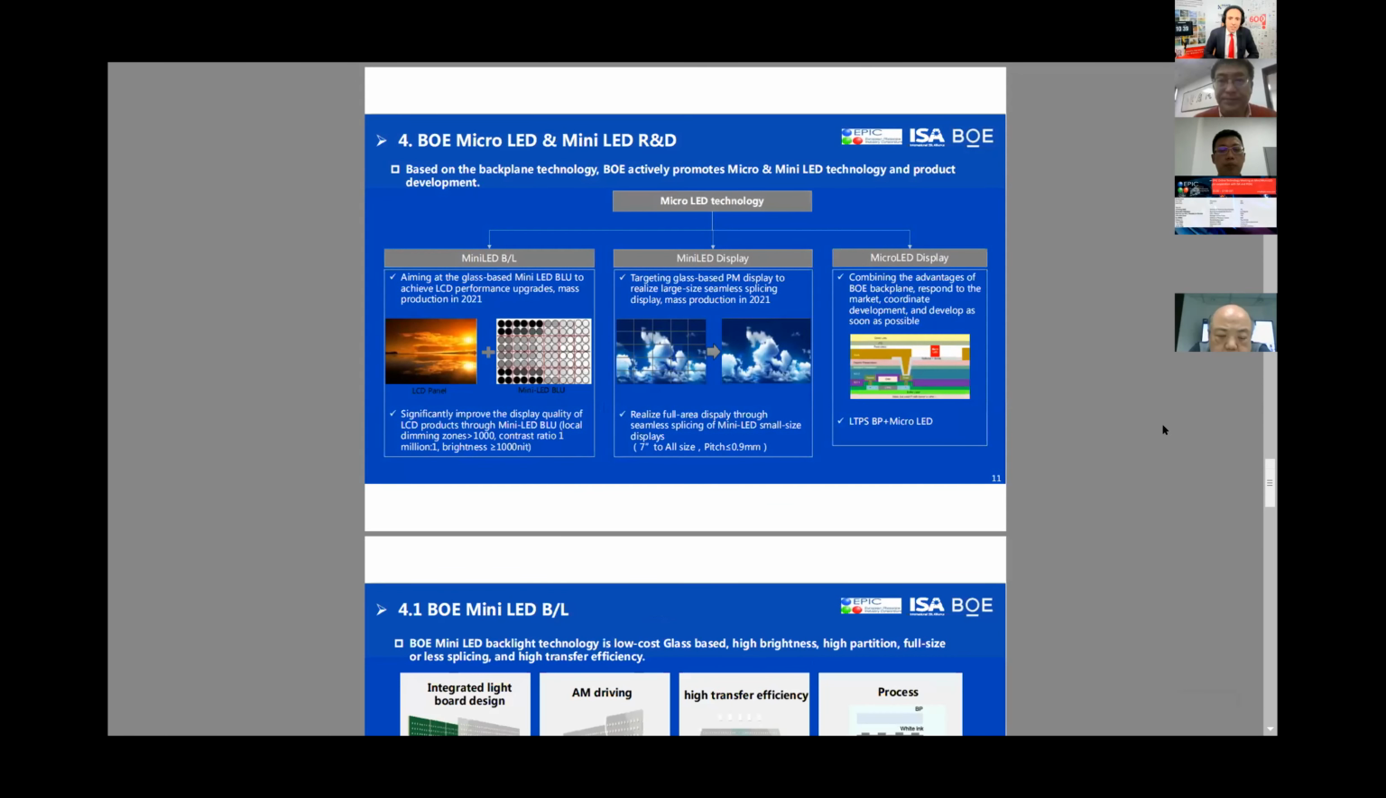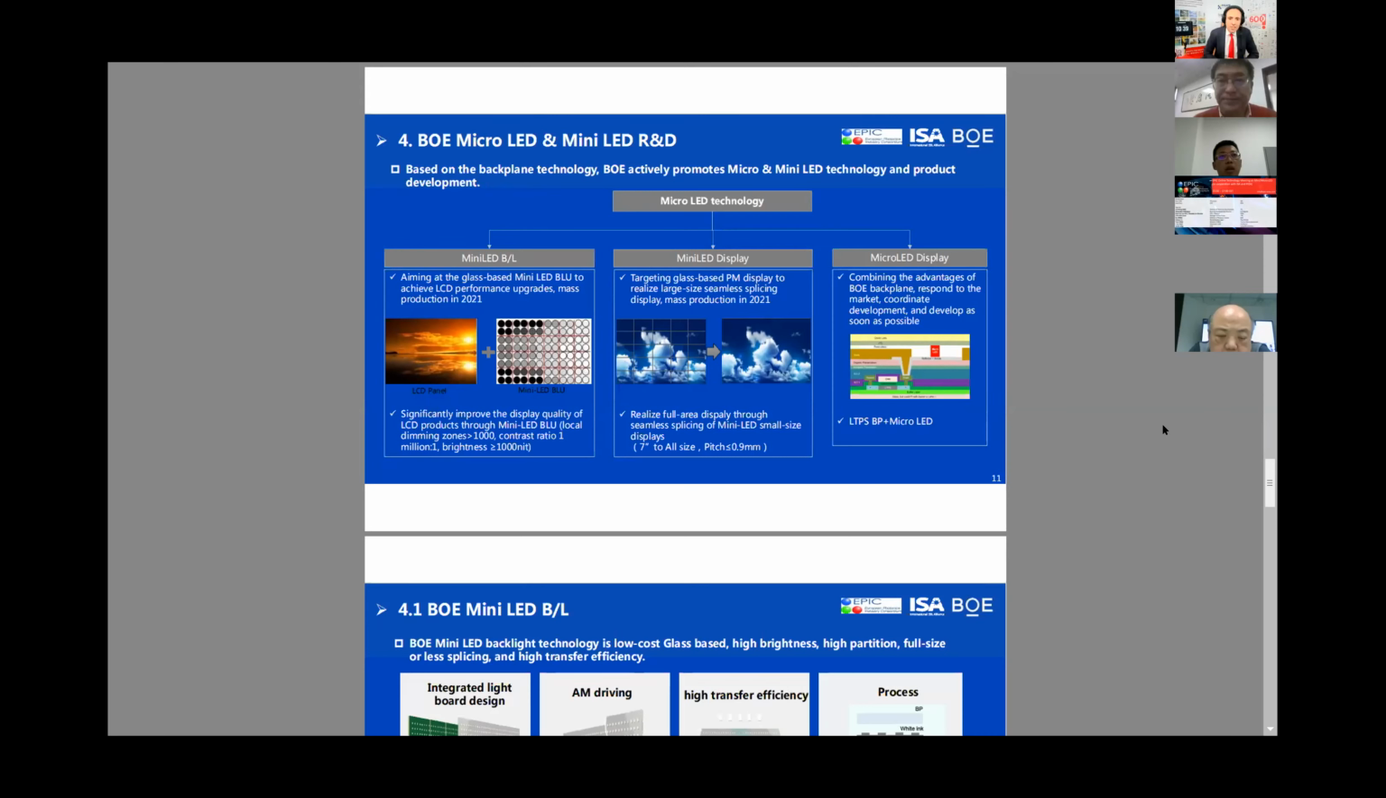And now the fourth part will be the introduction of BOE's micro LED and mini LED R&D plan, and also our product plan as well. First of all, BOE is a company making the backplane as a major and fundamental technology. And BOE actively promotes micro and mini LED technology and product development based on that. And we have three directions. The first is the mini LED backlight. In this area, we're going to use the glass-based mini LED BLU to achieve the performance upgrade.